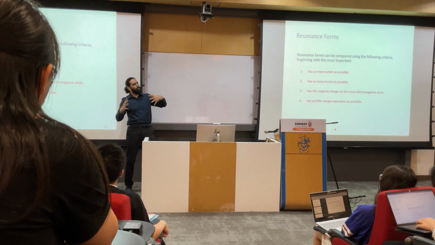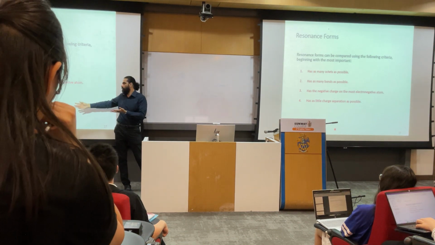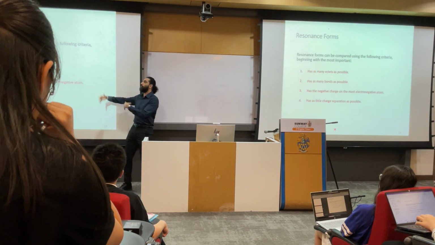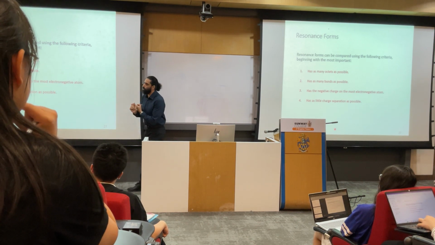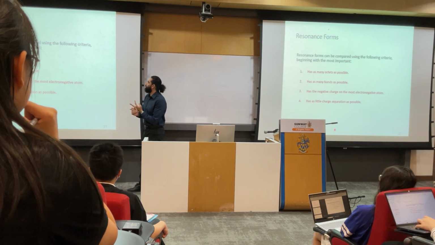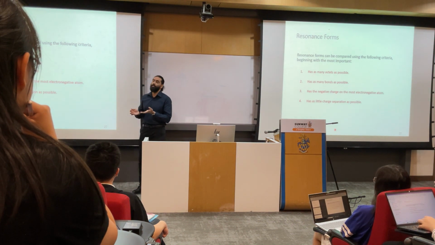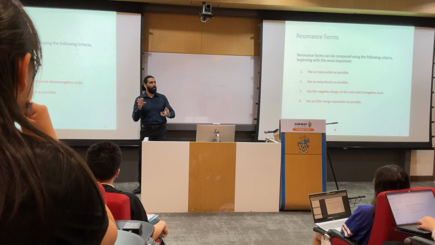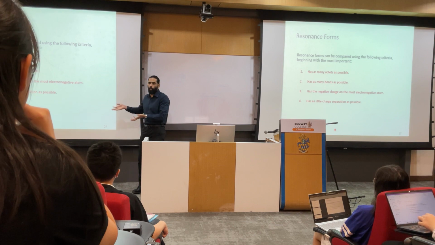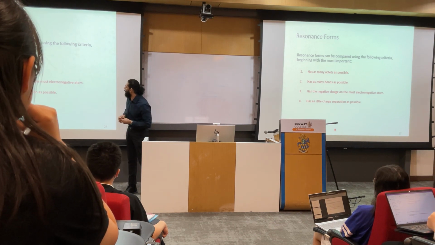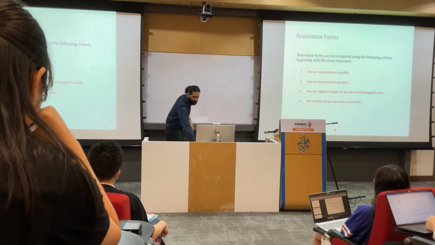So it's not that all these four should be followed in every example, but maybe one of them would be working in some of the structures and the other one would be working in others. But please keep them in mind: the first condition is that it should have as many octets, second is as many bonds, third is that it has the negative charge on the most electronegative atom, because it makes sense. Electronegative atoms like to pull electrons. Electrons are negatively charged, so the negative charge should be present on the more electronegative atom. Finally, it has as little charge separation as possible. We will look at examples and it will all make sense.